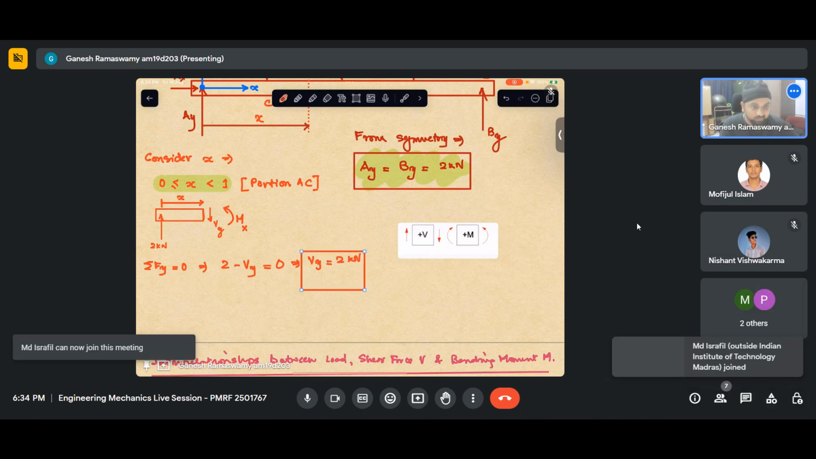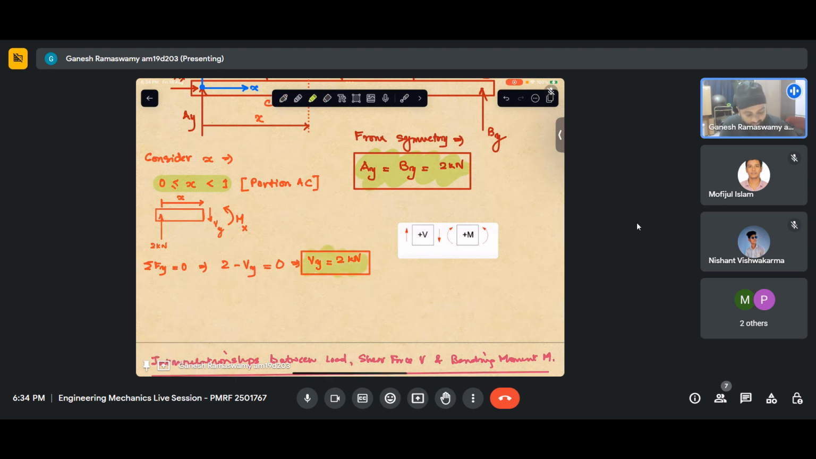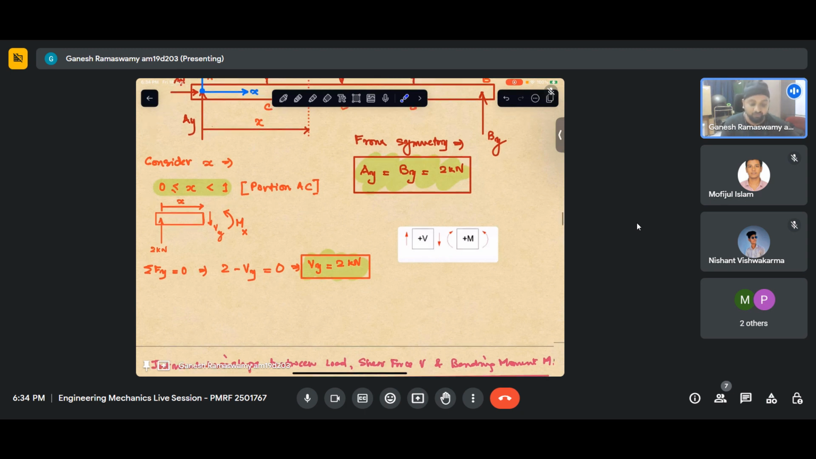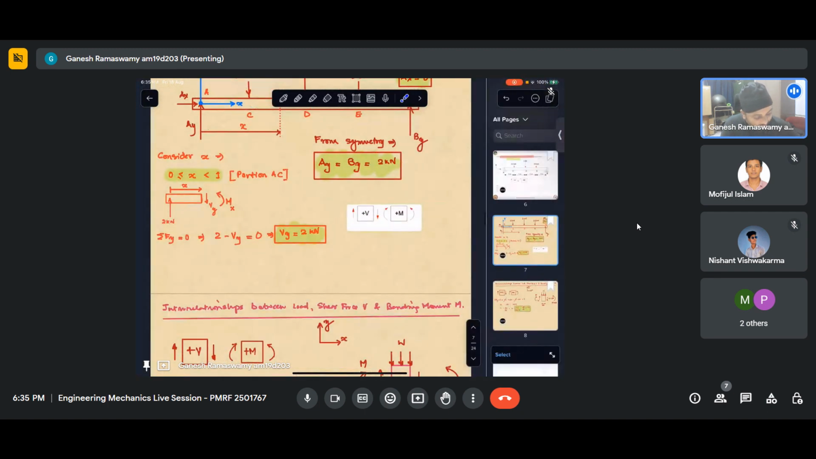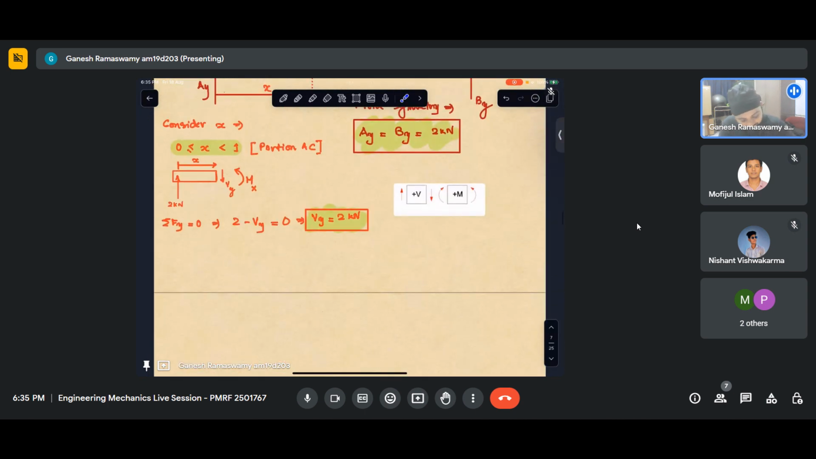Does this imply that Vy is 2 kilonewton throughout the beam? This implies that Vy is 2 kilonewton as long as this range is not violated. So essentially I have solved for the shear force in section AC where x is 0 to 1. I hope this is clear. Similarly, let us do one more section and then we'll quickly draw so that it becomes clear. I'll just copy this.